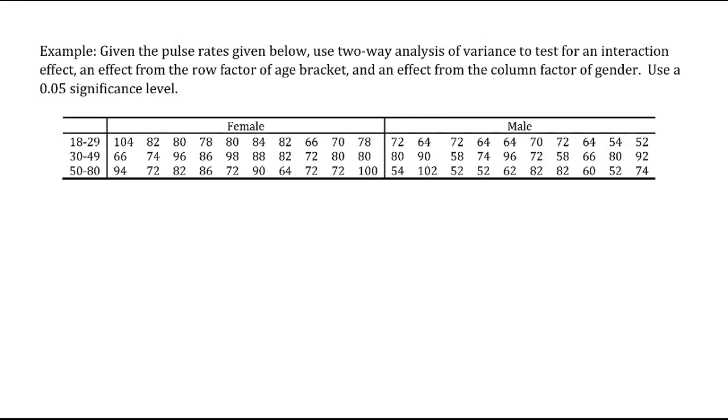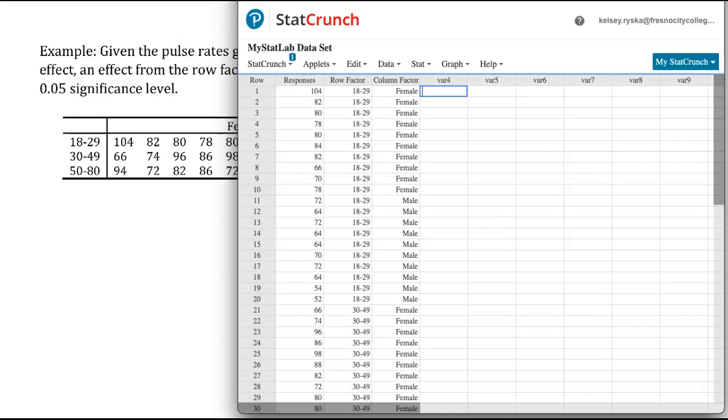In this lecture video, I want to show you how to use StatCrunch to perform a two-way ANOVA, particularly with your homework. In this example, we are given pulse rates, and the two factors are age group and gender. When you're working on your homework, you have the option to open up the data set and view it in StatCrunch. Here I have all of the data values for this example entered into StatCrunch for us.